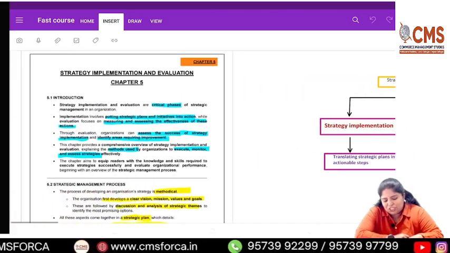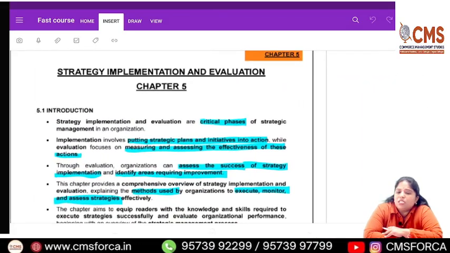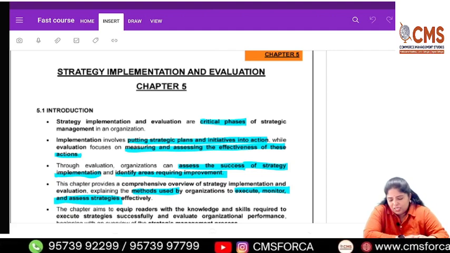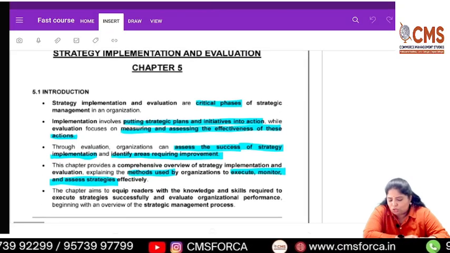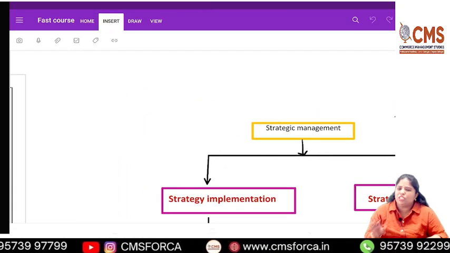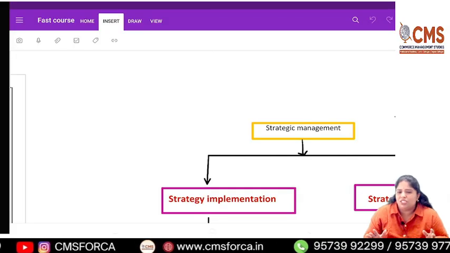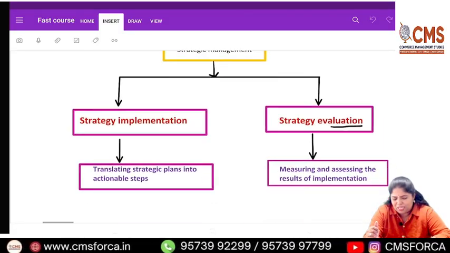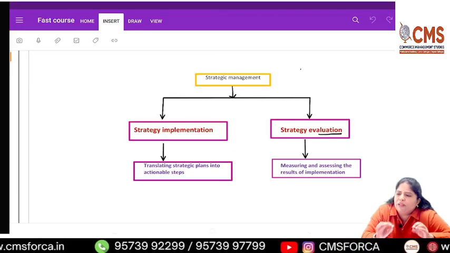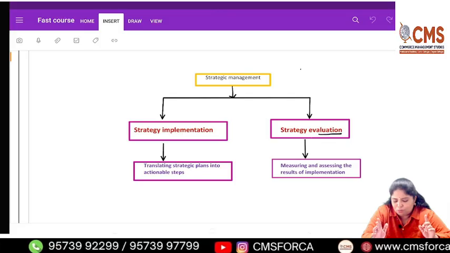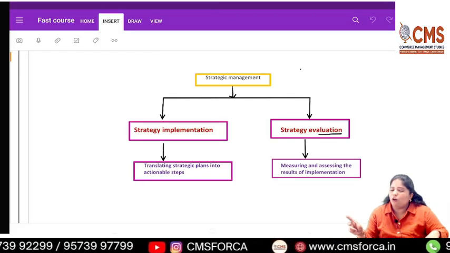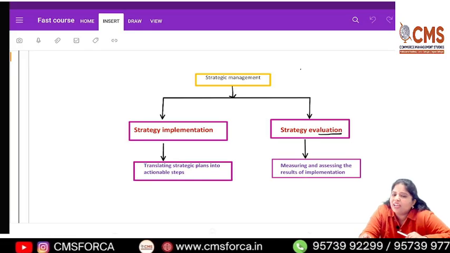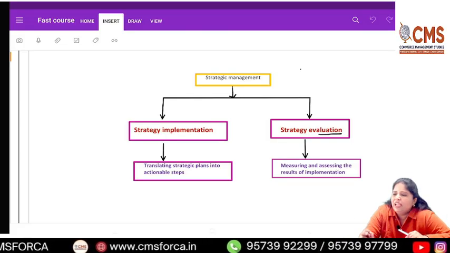So let's start with chapter 5, which focuses on strategy, implementation, and evaluation. Let's give a kick start to this chapter. Let's not jump to any core concept. Let's start with a very brief intro to this chapter. Strategic management is a model of 3 activities, but in this chapter, we are focusing on 2 activities, implementation and evaluation.